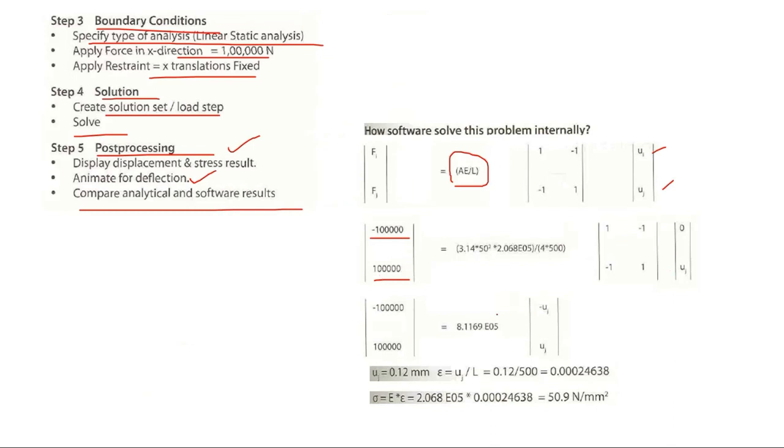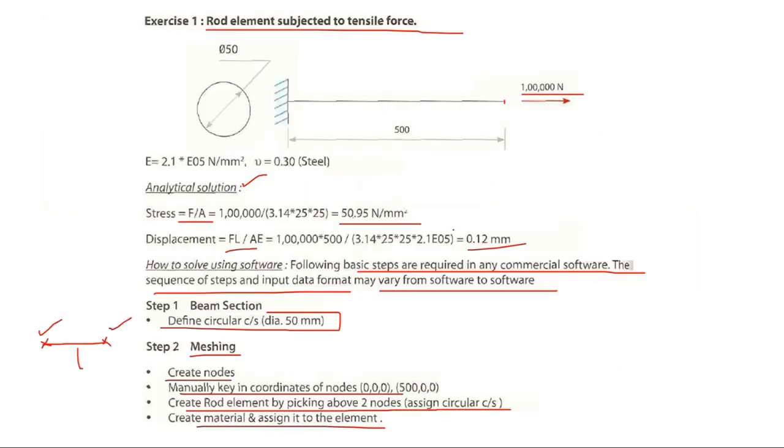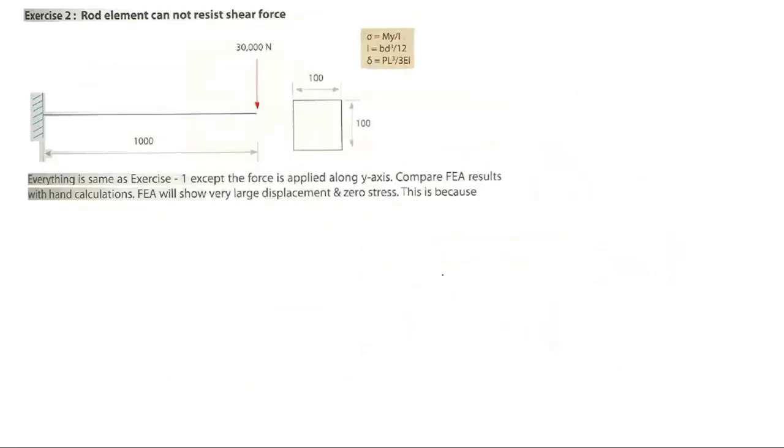If you plug in all these values, U1 is 0. We know the displacement, so if we solve this we will get U2 as 0.12. Stress is 50.9. That's what we calculated here also. Like this we can solve it.